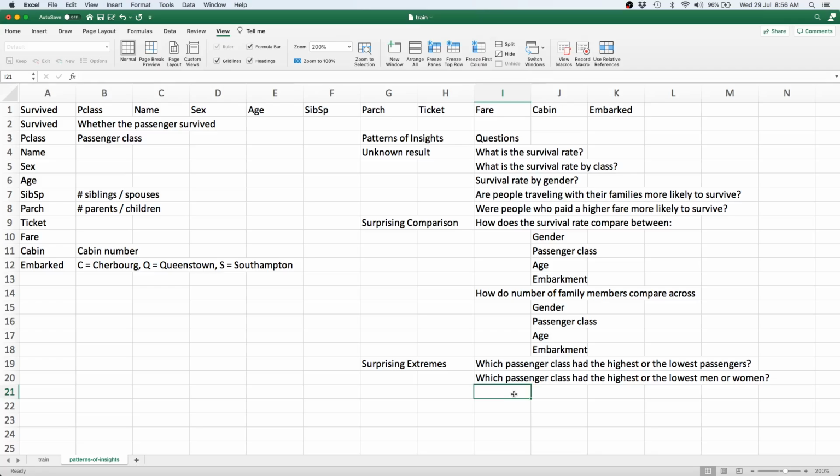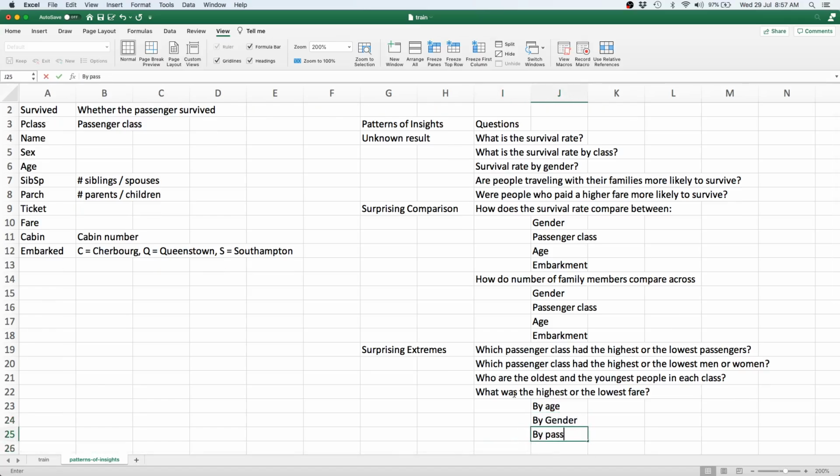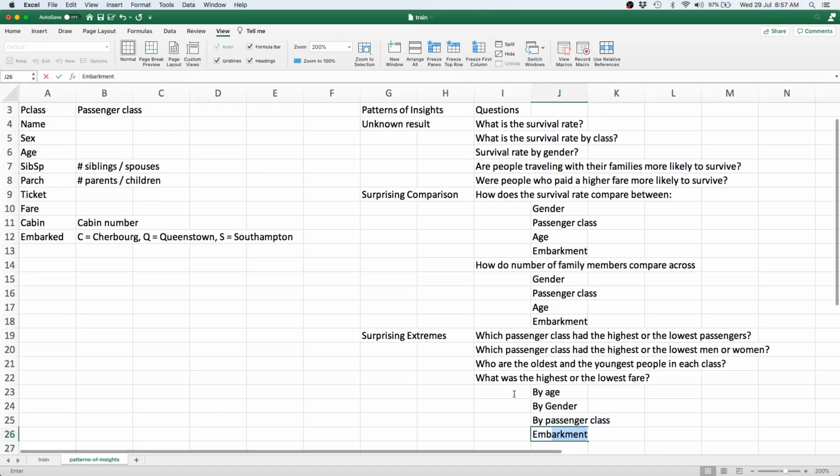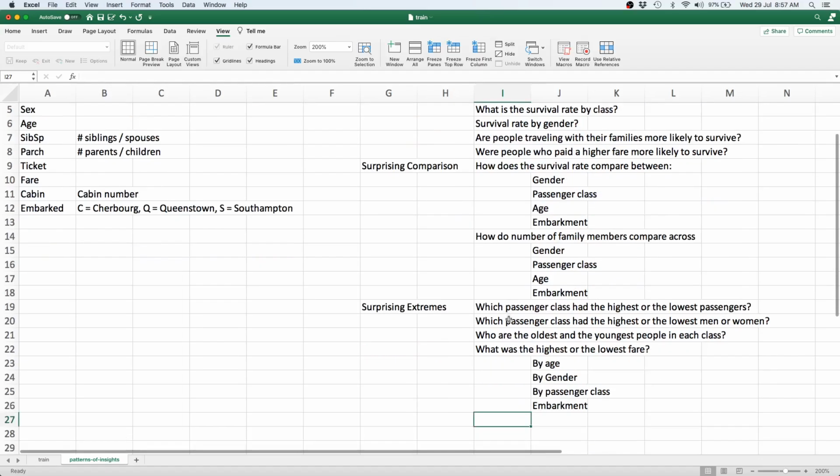We can then ask who are the oldest and the youngest people in each class. So we are basically trying to combine extremes between the class variable as well as the age variable. And we can also say what was the highest or the lowest fare. And then we can group this again by age, by gender, by passenger class, and by embarkment. So there is a bunch of things which we can use to do our analysis.